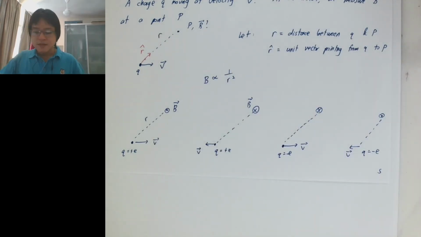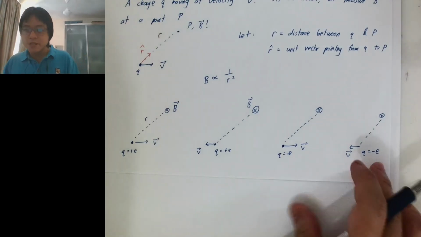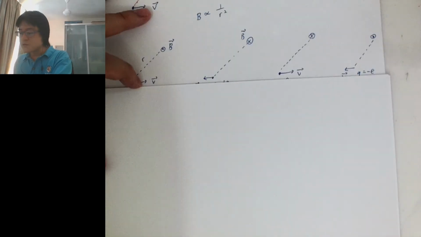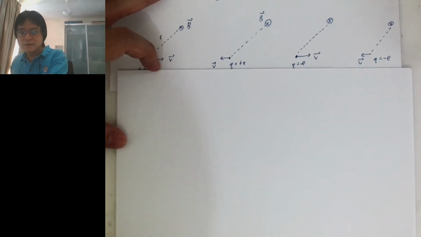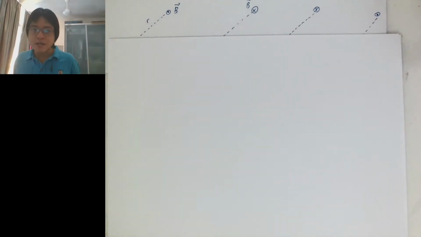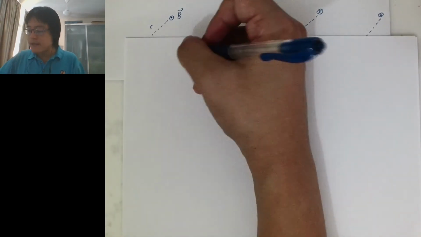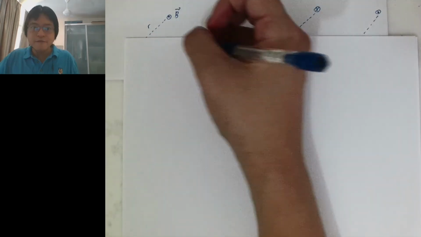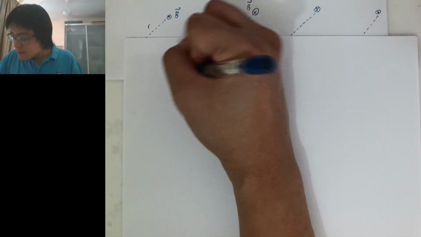And once we collect all this observation, we infer a formula of the magnetic field created by the moving charge. So let me show you the formula now. So the formula is, what is the magnetic field?